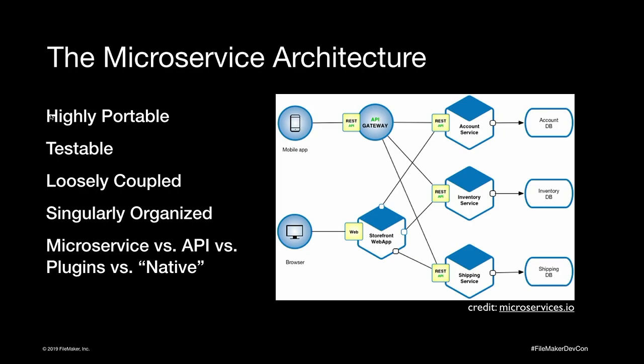And then lastly, microservices versus APIs versus plugins versus native. So there are things that are a microservice that are also an API, that are also a plugin, and that are also native. So if you think of a giant Venn diagram that overlaps all four of these things, you can think of a service that overlaps into all four of these things. You can have a microservice that runs a very specific function.